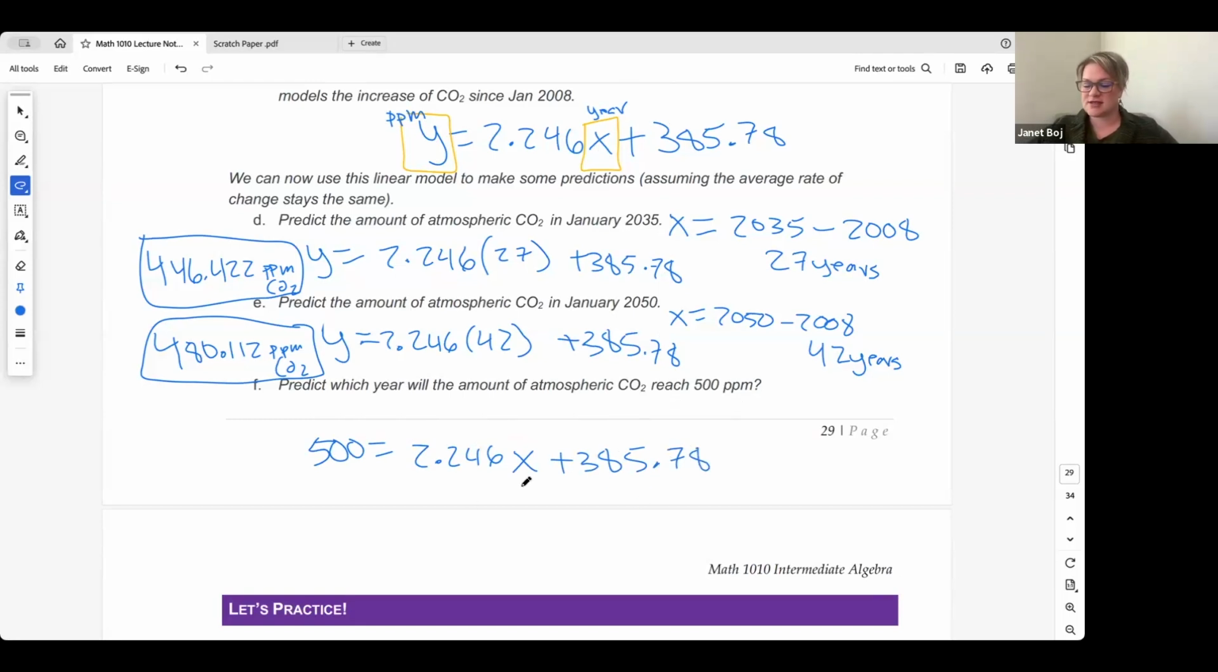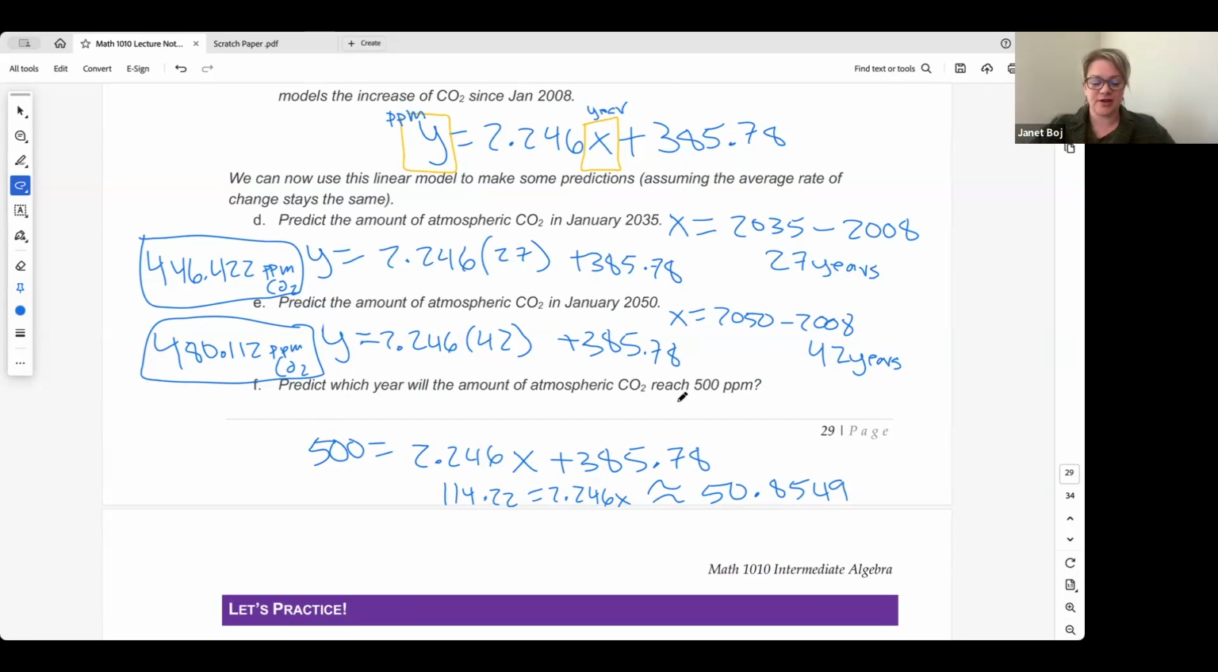Now, how do I solve this? Subtract the 385.78 from both sides. So 500 minus 385.78 would give you 114.22. And then you would divide by the 2.246. And this gives you approximately equal to 50.8549. So almost 50 years, almost 51 years, but still 50 years.